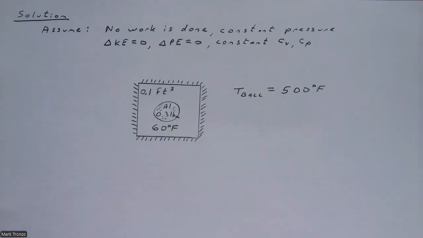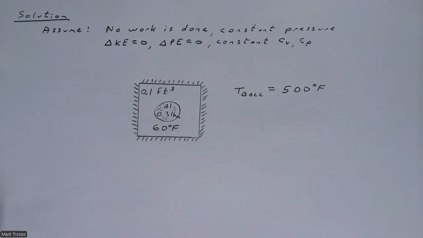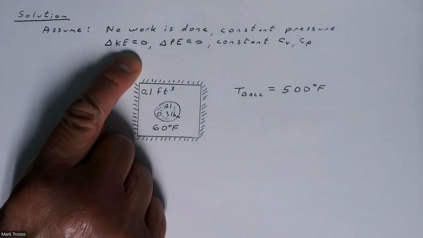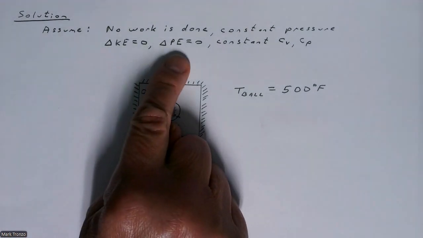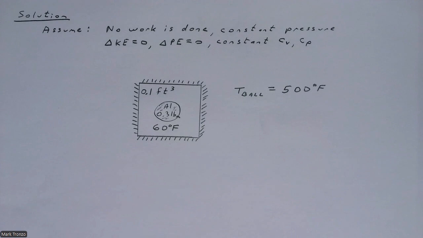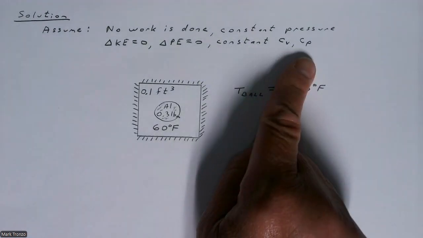Let's take a look at this. So here's some assumptions. We can assume there's no work being done. Assume the pressure is constant. And since there's nothing flowing, there's not going to be any change in kinetic energy, so that's going to be zero. And since we're not dealing with a lot of differences in elevations, we can say that the change in potential energy is zero, and that we have constant specific heats.